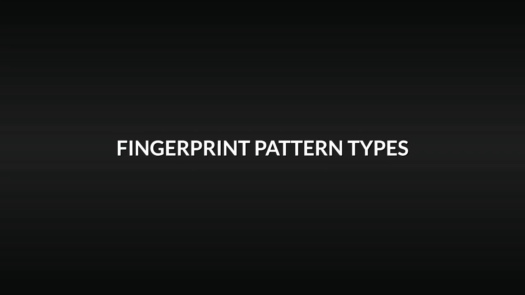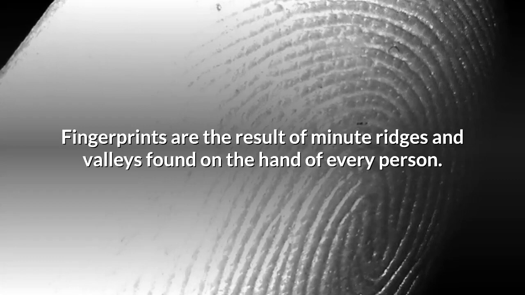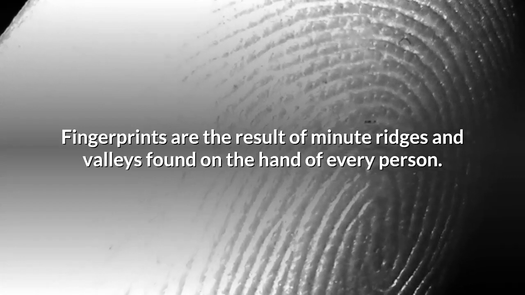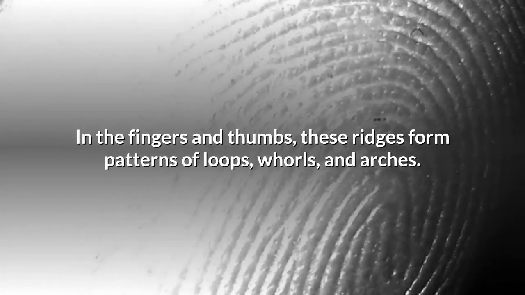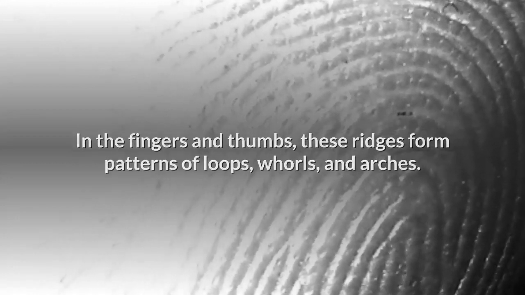Fingerprint pattern types. Fingerprints are the result of minute ridges and valleys found on the hand of every person. In the fingers and thumbs, these ridges form patterns of loops, whorls, and arches.